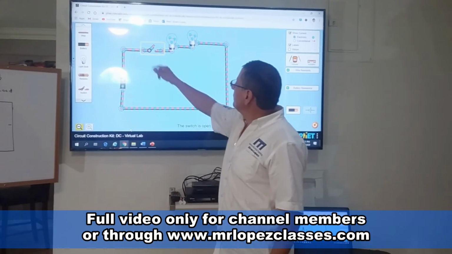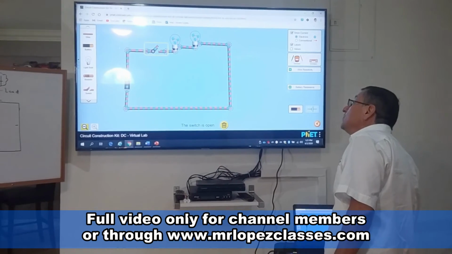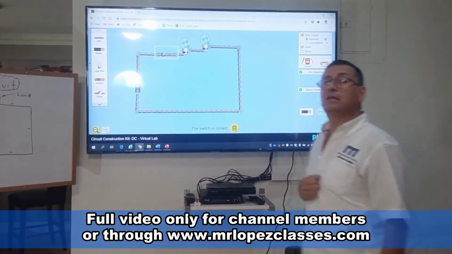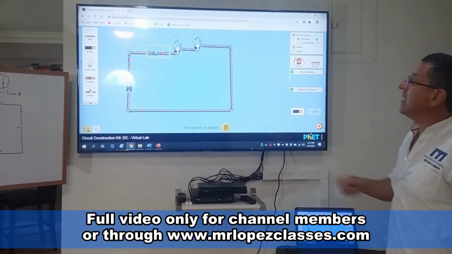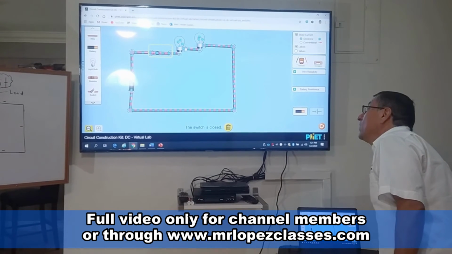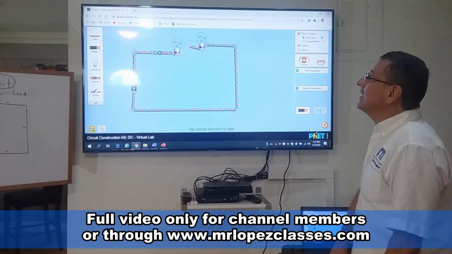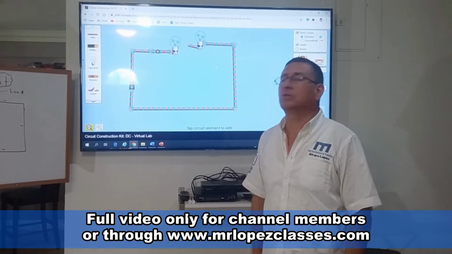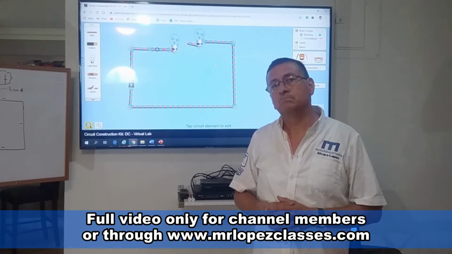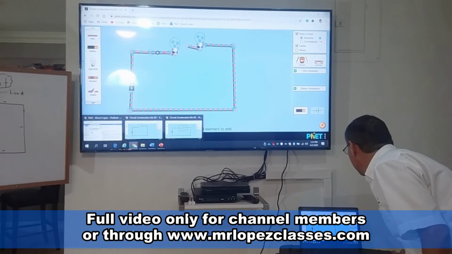This is the switch, and I have 2 light bulbs. Okay, when I close the switch, immediately the lights are on. What happens if one of the lights is broken? Here. Okay, right now the system is out. I don't have any lights. This is the inconvenience. What happens in a parallel circuit?